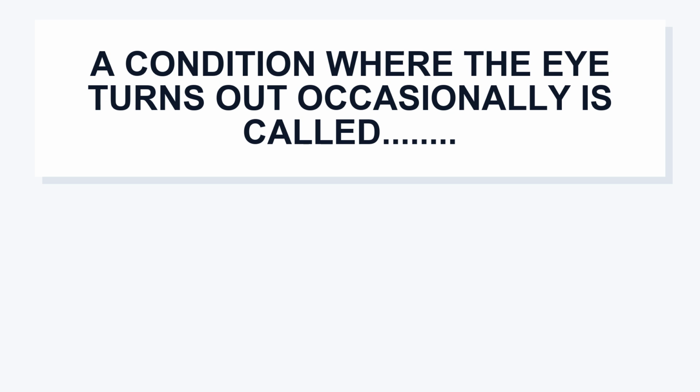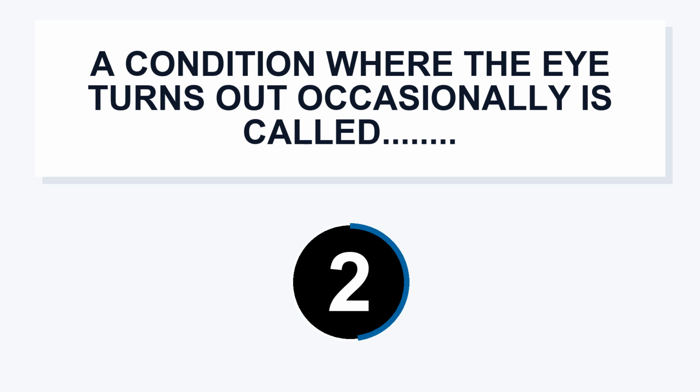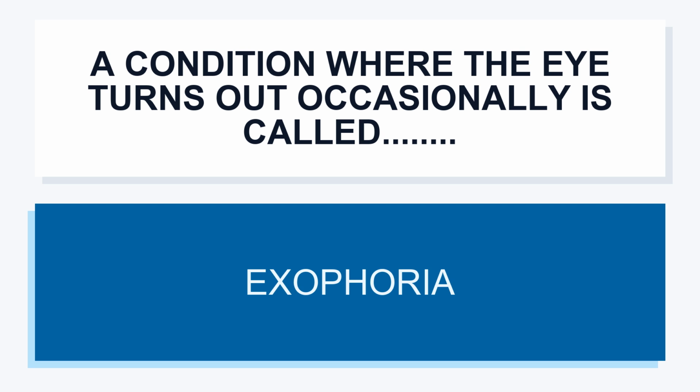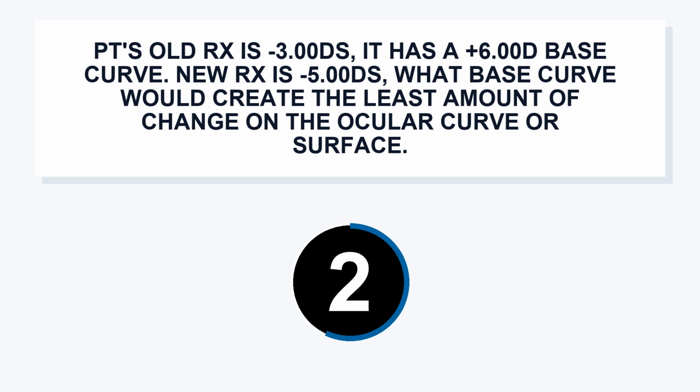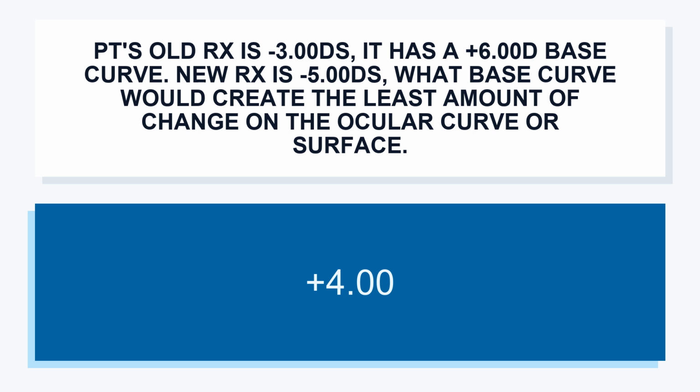A condition where the eye turns out occasionally is called exophoria. Patient's old Rx is -3.00 DS, it has a plus 6.00D base curve. New Rx is -5.00 DS. What base curve would create the least amount of change on the ocular curve or surface? Plus 4.00.